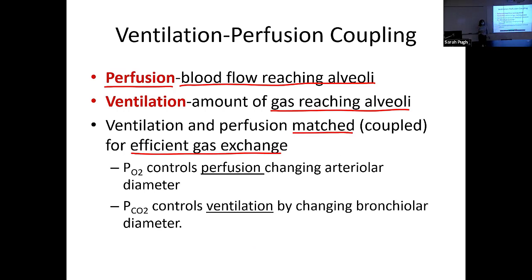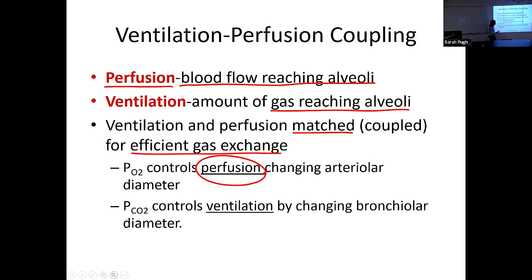So typically what we'll say is that the amount of oxygen or the pressure of oxygen controls perfusion. And again, perfusion is blood flow reaching the alveoli. So oxygen levels will control the blood flow, the perfusion around the area of the lungs by changing the diameter of the arterioles. If the arterioles are big, you're going to get more blood flow into the lungs. If the arterioles are constricted, you get less flow into the lungs. And it's oxygen levels that will contribute to that in your body.